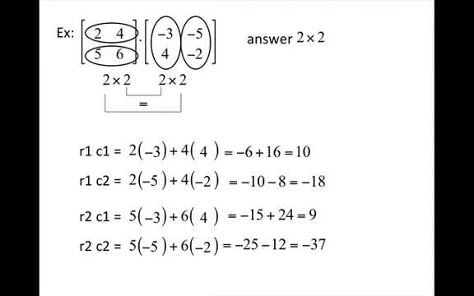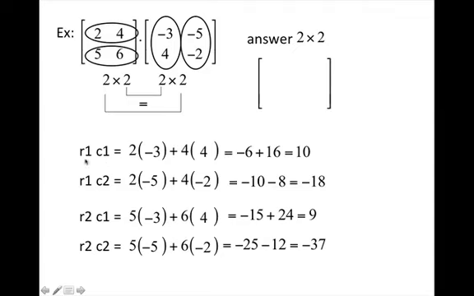Now, once you get your final answers, we have to put them back in a matrix. I've already stated that my answer is going to be a 2 by 2, so just draw a matrix with enough room for 2 rows and 2 columns. I've got to put the 10, the negative 18, the 9, and the negative 37 in that matrix. Well, if you've labeled what you are multiplying, that tells you where to put your answer.